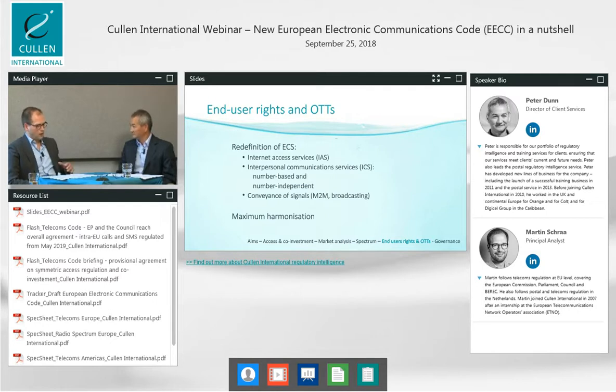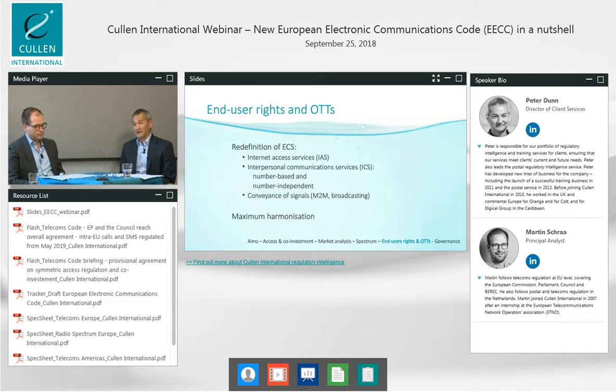Right, so there will be more elements in the contract, but there will also be, fortunately, a standardized way of summarizing it. Exactly. Right, and how about switching providers? One of the main elements for competition in the electronic communications market. Yeah, that's been strengthened as well.